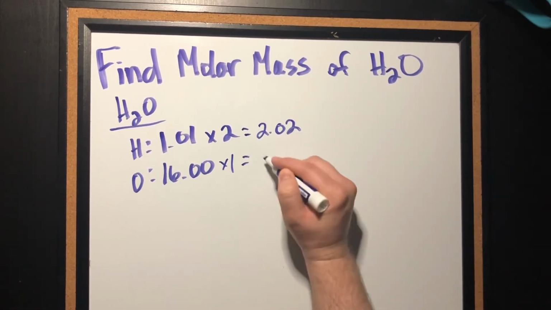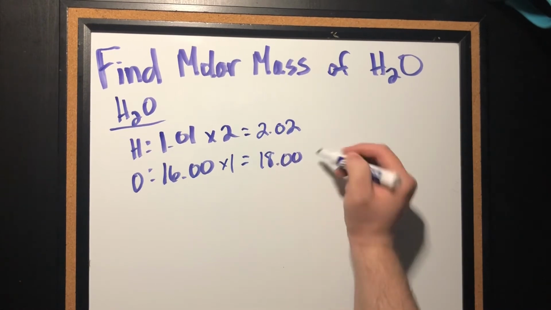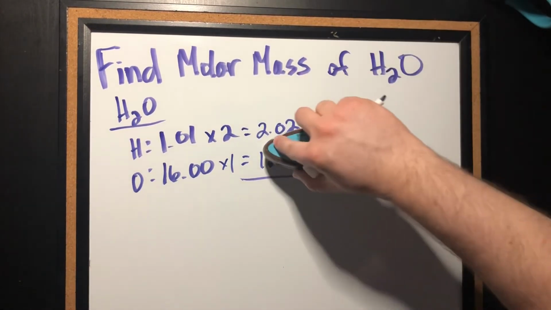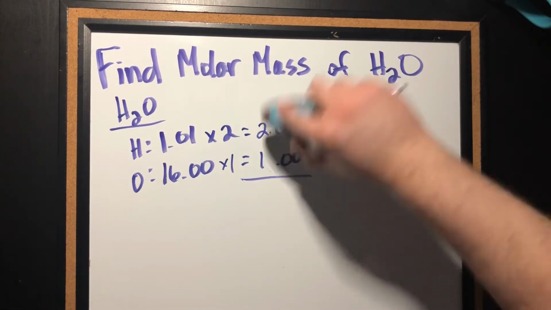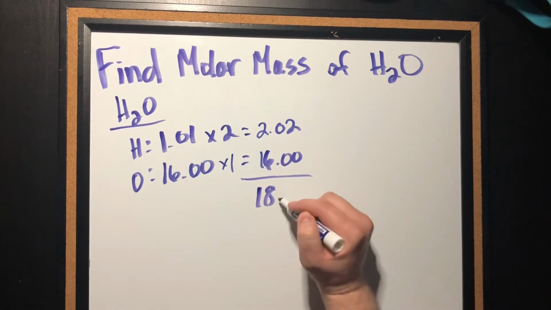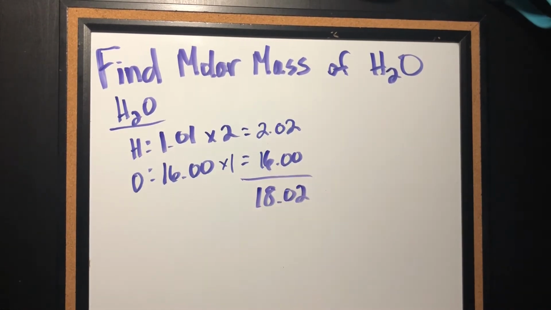When I do that little bit of math, I have these 2 numbers. Oops, I got ahead of myself. I can add these together, 18.02. So what are the units for molar mass?